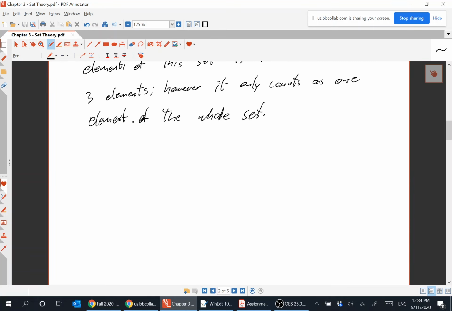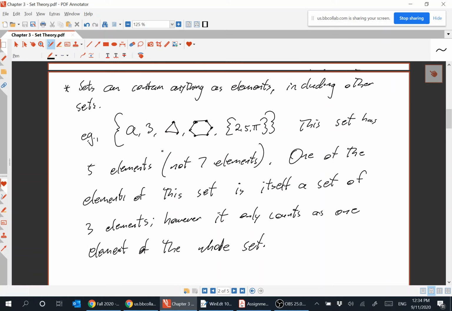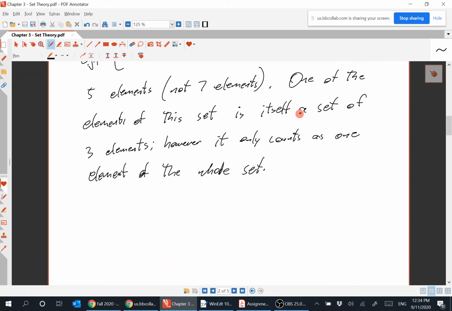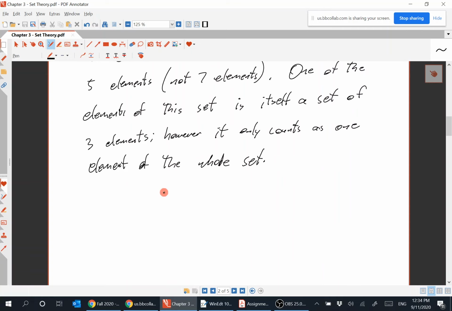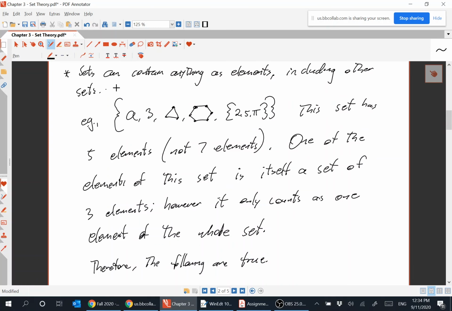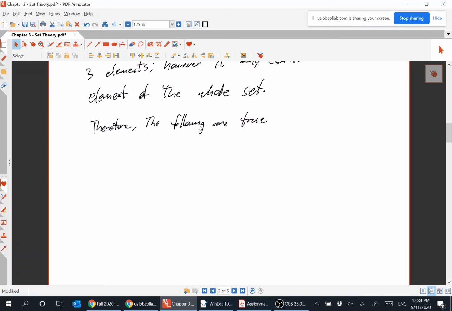And that leads to the first paradox in naive set theory. So before we do that, so like here, therefore the following are true.